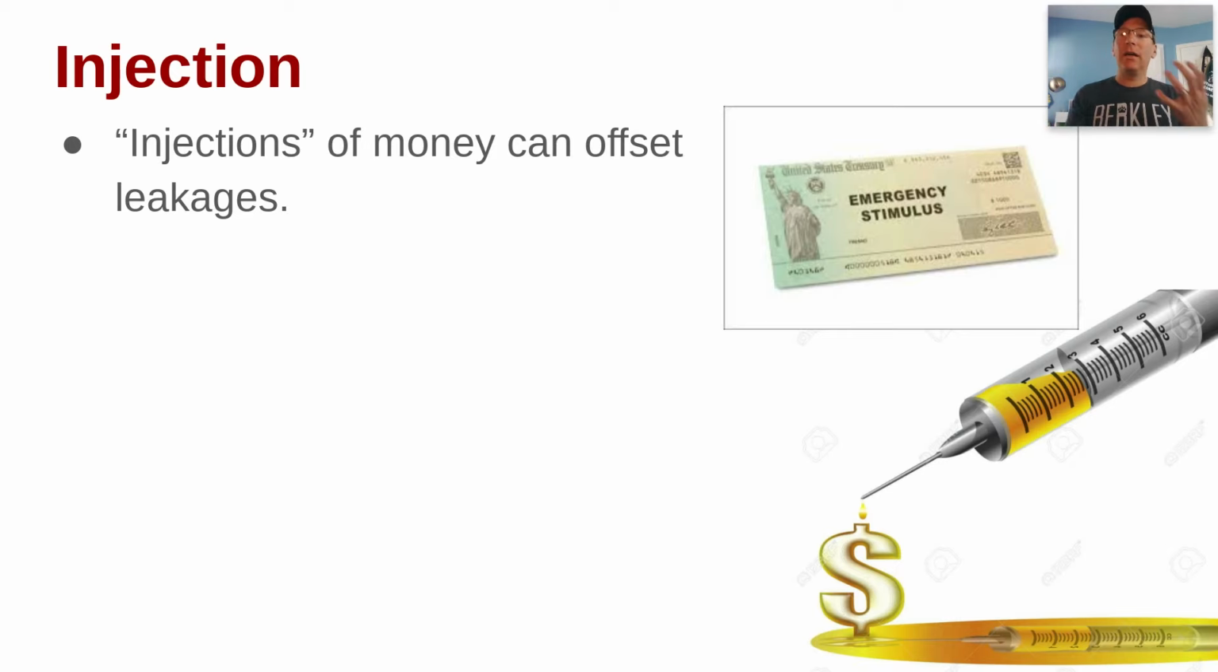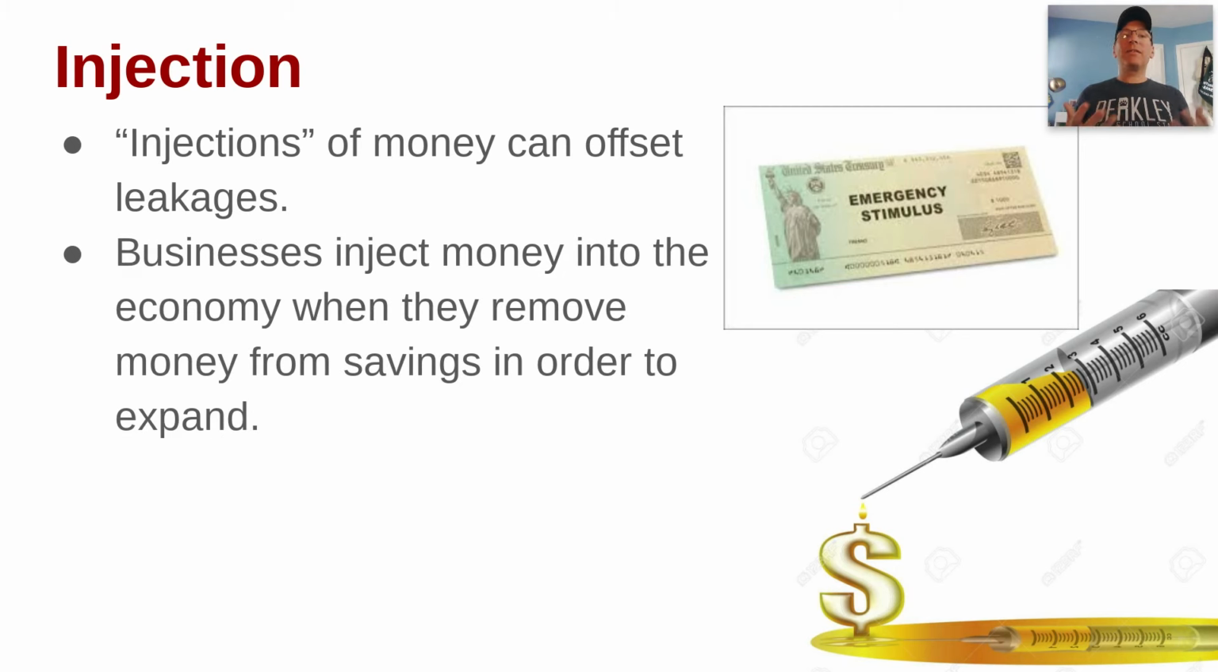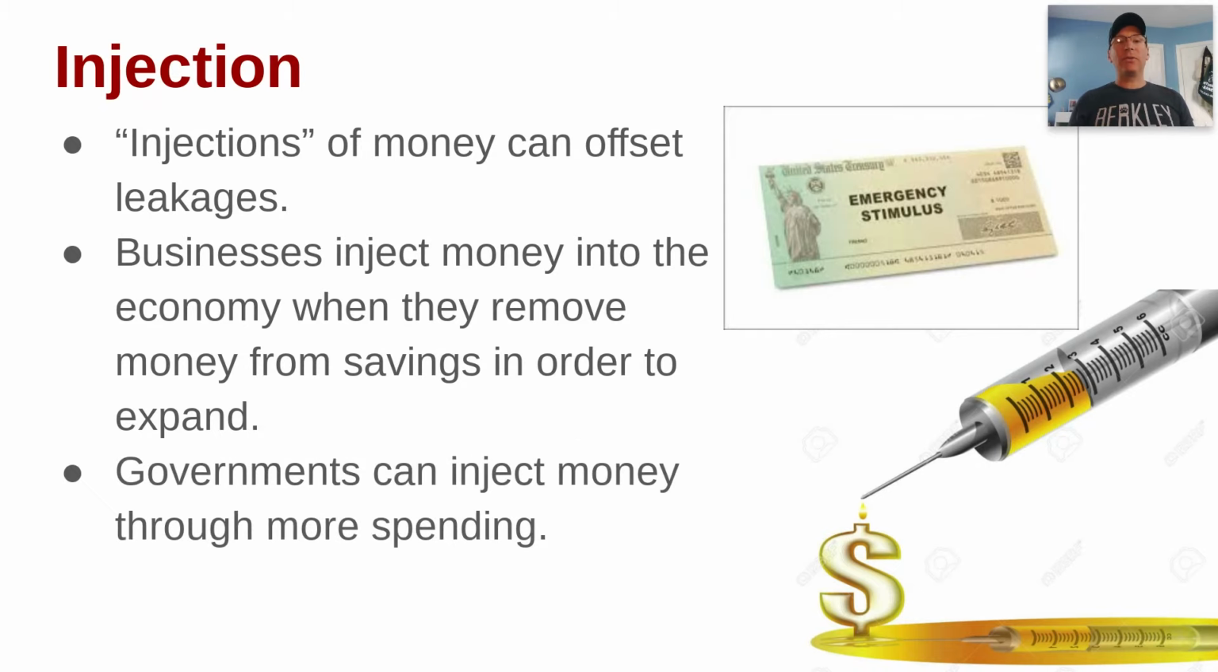Injections of money are designed to offset those leakages. So, businesses can inject money into the economy when they remove money from savings in order to expand. This is the most common way that this happens. Simply, businesses or consumers have been saving money for some time, and now they're going to take their savings and they're going to spend it. That's an injection of cash. But that doesn't involve the government so much. Governments can encourage it, but they can't do it for business or individuals.